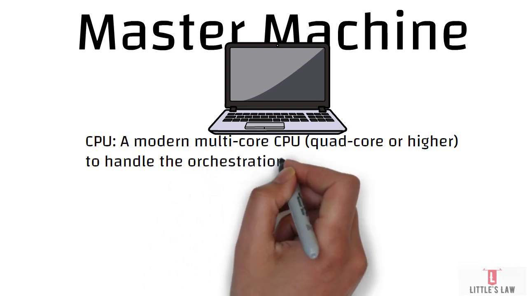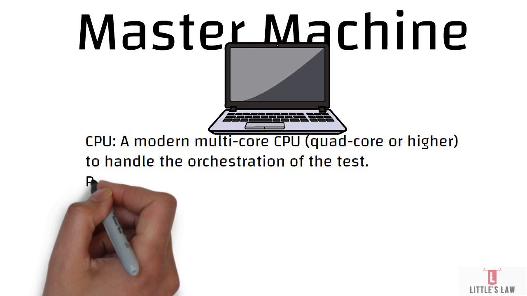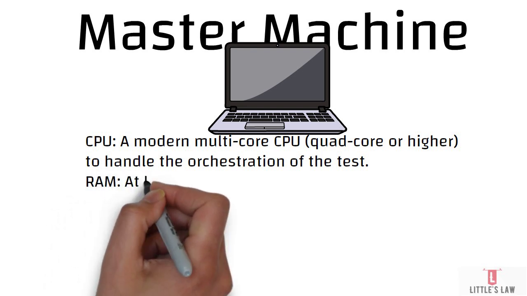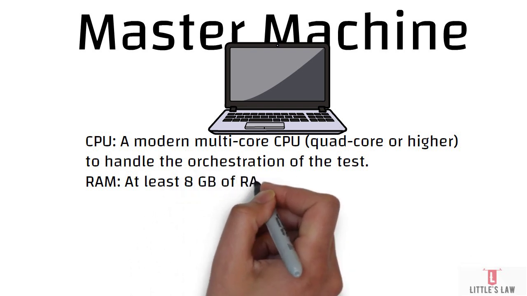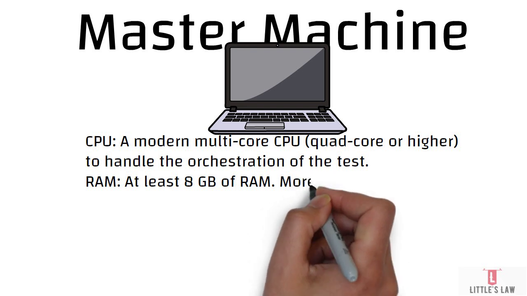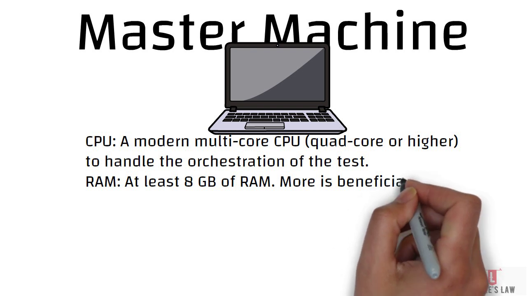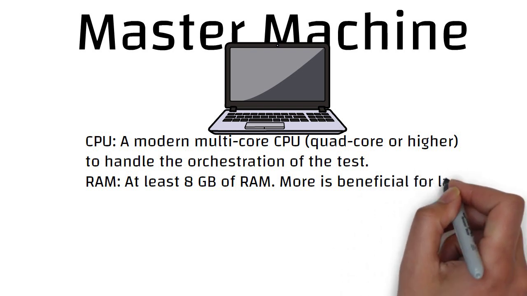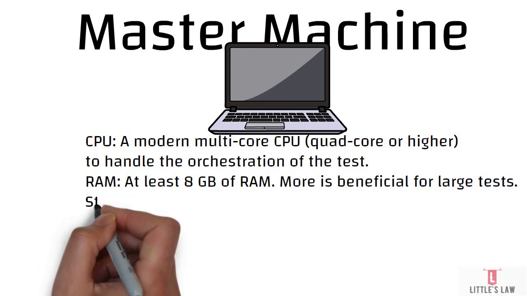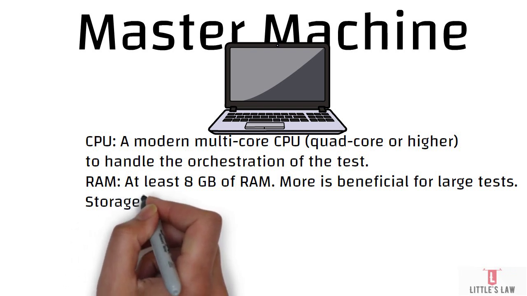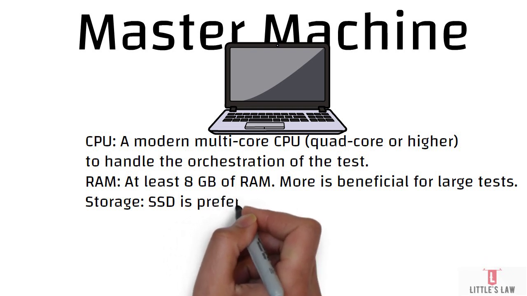When it comes to the CPU, the modern multi-core CPU will handle the thread management, because JMeter's thread management, the test plan execution, and the result aggregation will benefit from a CPU with multiple cores. And responsiveness is the highlight, because with a multi-core CPU, the master can respond more efficiently to changes in the test plan, start or stop commands, and any real-time monitoring. So that is the first part when it comes to the CPU in terms of the master machine. Okay, now I think I can move to the RAM.